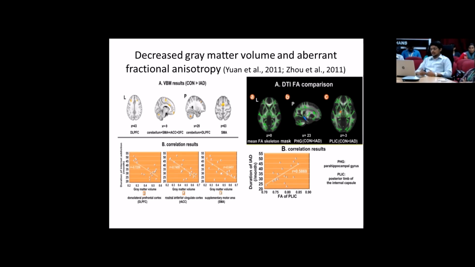They also said that with increasing duration of internet use, the fractional anisotropy measures improve. They were not able to come to an understanding of this finding, but they reported that probably with increased use, the posterior limb of the internal capsule, which is mainly the corticospinal tract, has increased efficiency of transmission, and hence for the motor component of the gaming or the internet use, there is increased fractional anisotropy.